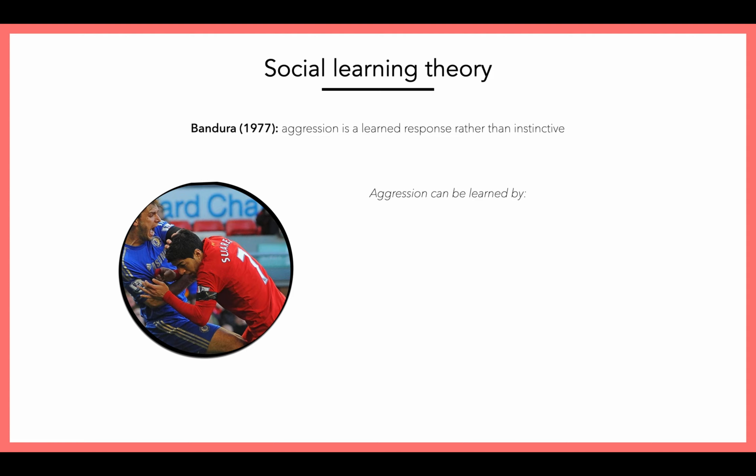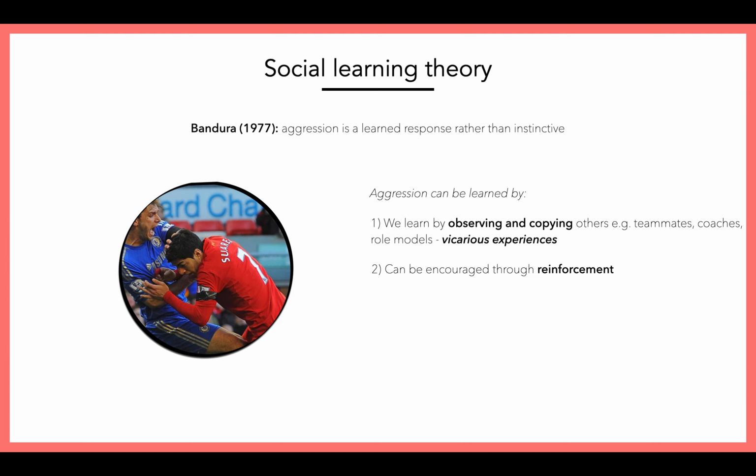So what Bandura is saying is aggression can be learned by observing and copying others. So it could be teammates, coaches, role models. And we call this a vicarious experience. Okay, so this word has come up a lot again. You might not actually be an aggressive person, but you think that's the behavior that will get you accepted in society. So you live through the aggression of others, and what you do is you start being aggressive. You observe them and then you copy them. Okay, and the more significant that role model is, the more likely you'll copy. However, he also said it can be encouraged through reinforcements, almost like this operant conditioning from AS level.